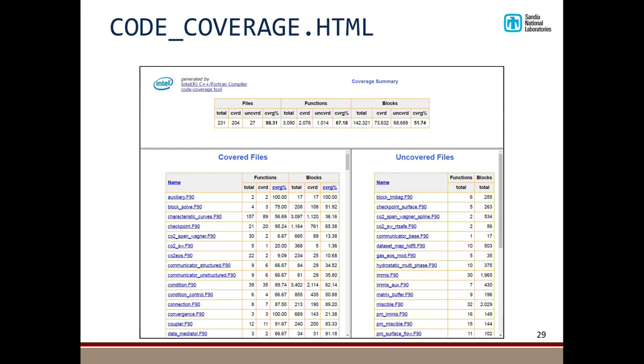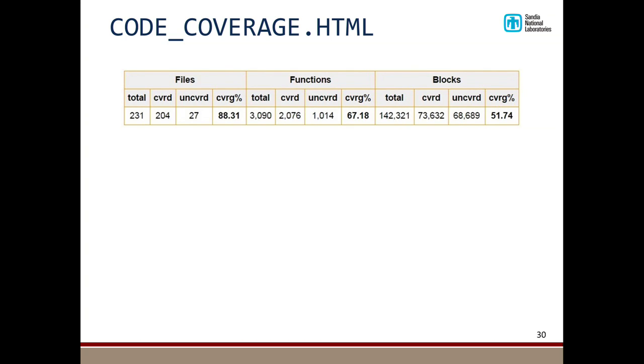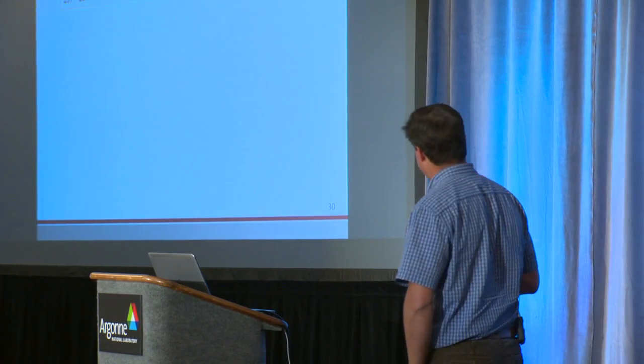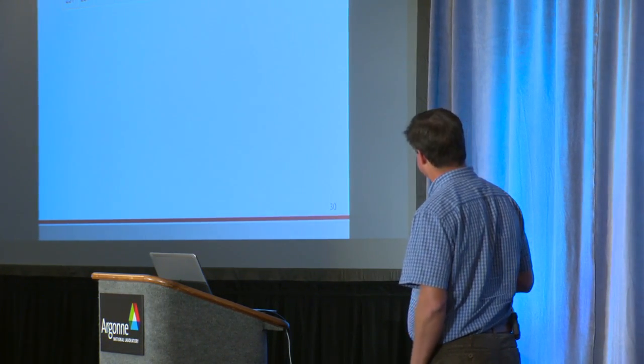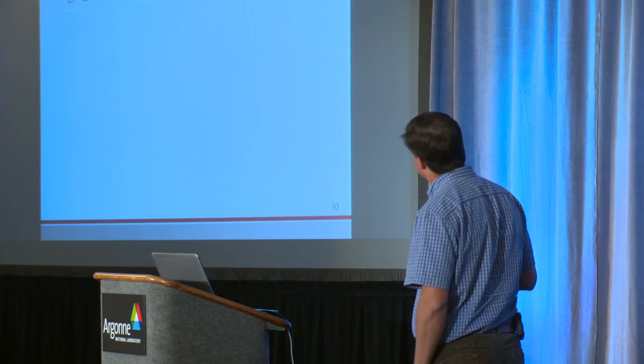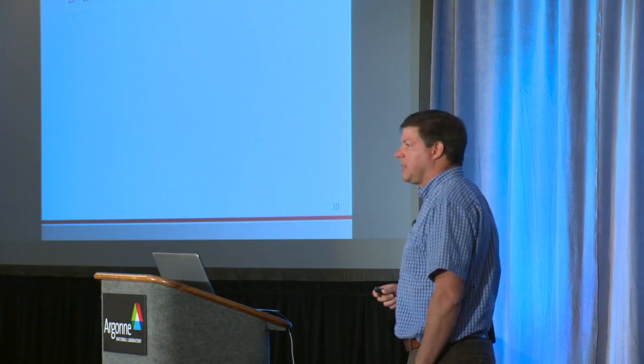The overall statistics are up here, the covered files down here, everything uncovered with 0 coverage is on the right-hand side. All good information. If we look here, it has the files that are covered, functions, and blocks. It doesn't have lines like gcov does. But blocks is good enough because all the lines in the blocks would be covered or not. So you see that our coverage is about 88% for files, 67% for functions, and 51% for blocks.